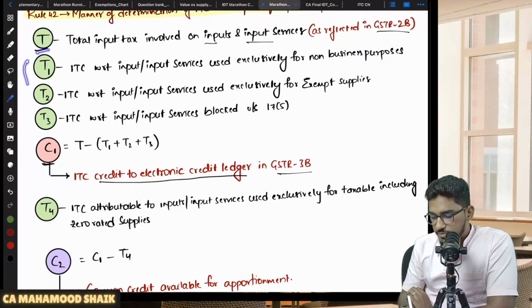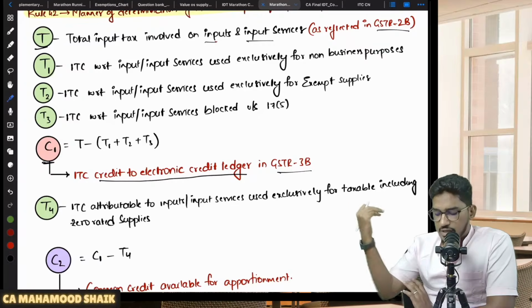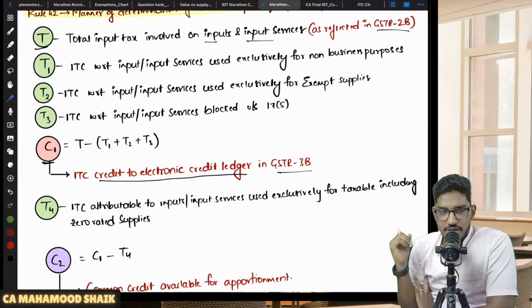So you have total ITC. From that you do the total of these three and you take it out. Now you will get ITC which is attributable, which you can claim in the electronic credit ledger.